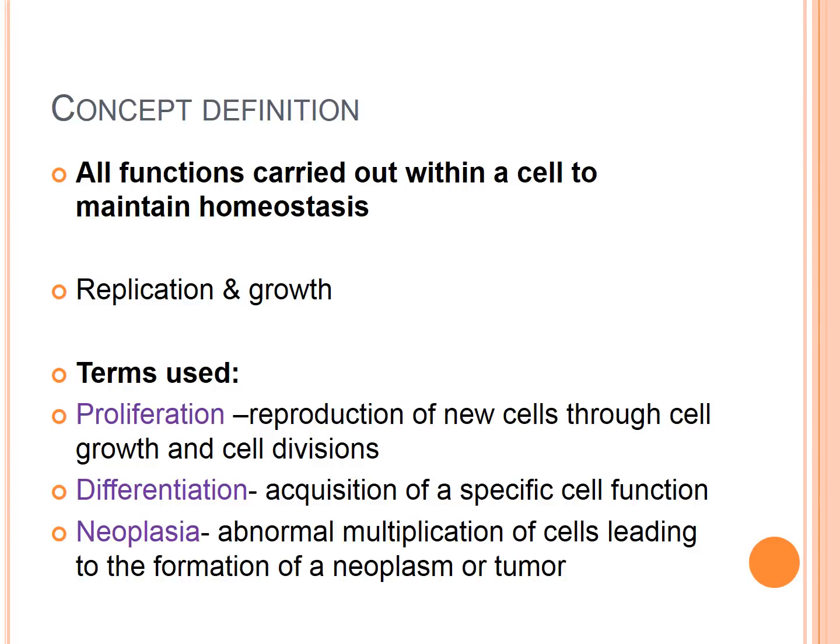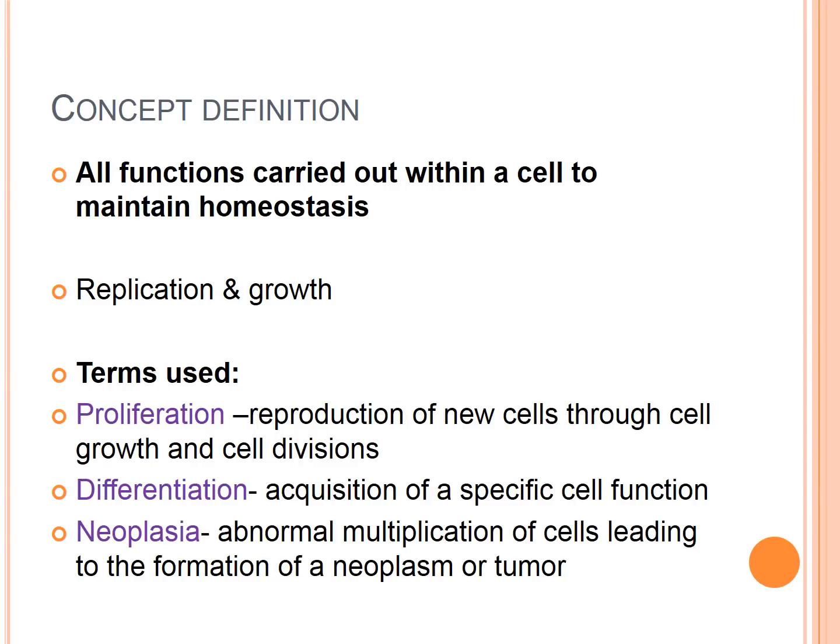The concept definition: all functions carried out within a cell to maintain homeostasis. This means that cellular regulation occurs in every single cell in your body. It's how your body functions. It's necessary to normal function within the body and to maintain homeostasis, replication, and growth.